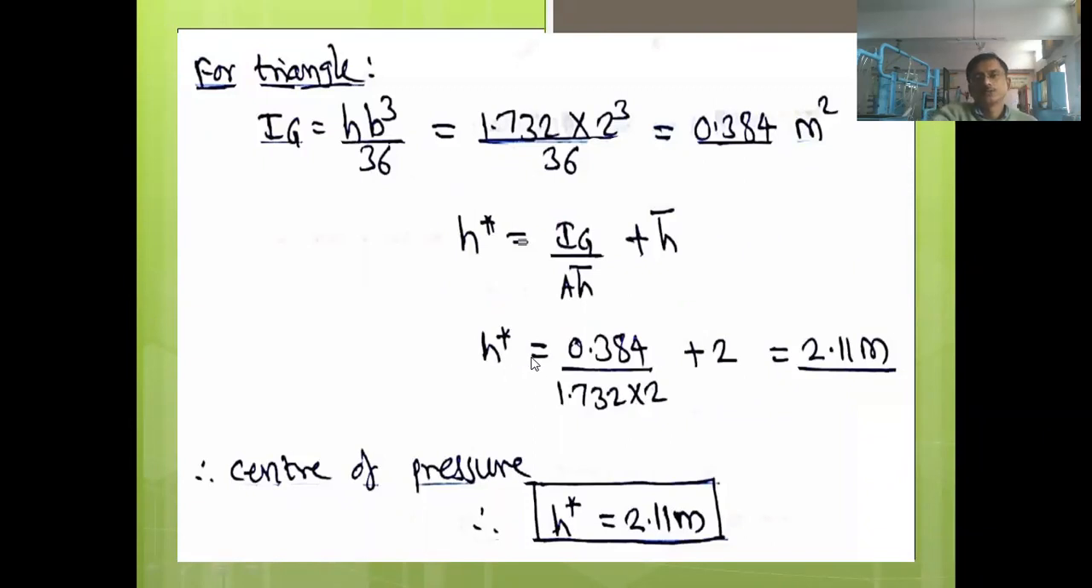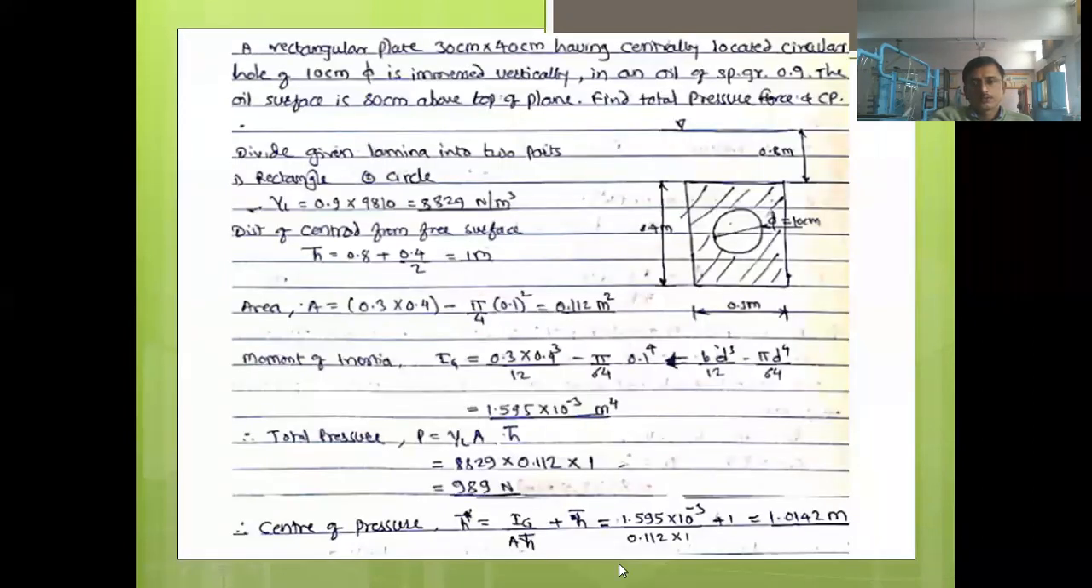Therefore, A star is equal to 2.110. Correct. So in this way we have to solve the problem. Next problem: here you can see there is a slot, an open space, a hole in the middle. If there is a hole like this, let us see how to solve the problem. Okay, so let us write down the problem.